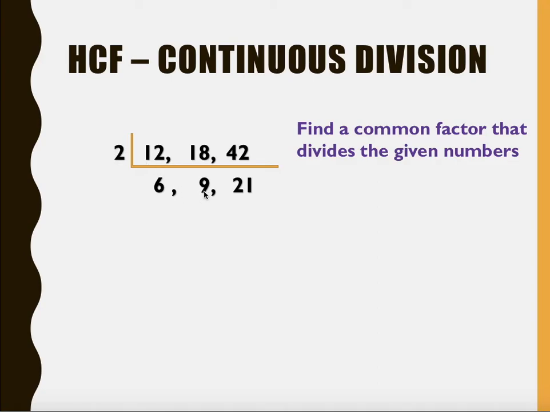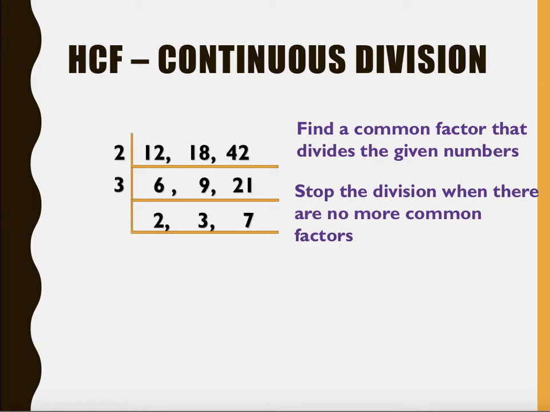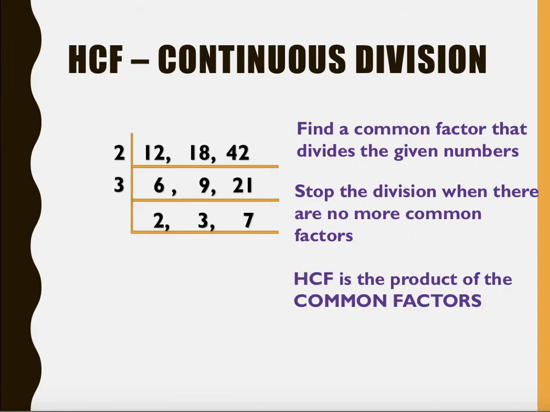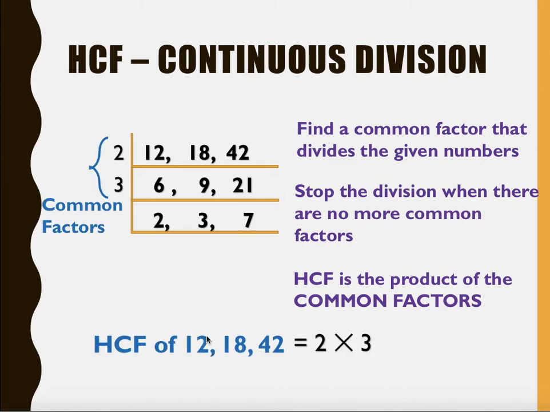18 divided by 2, I get 9. 42 by 2 is 21. Now these three numbers have 3 as the common factor, so I divide it by 3. I get 2, 3 and 7. Now I stop the division right here because 2, 3 and 7 have no common factors. Okay. Now what is the HCF? How do I get the HCF of the three numbers? It is the product of the common factors. What are the common factors here? It is 2 and 3. So the HCF of 12, 18 and 42 is 2 times 3, which is equal to 6.